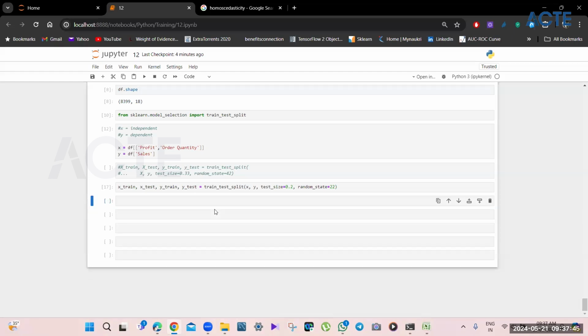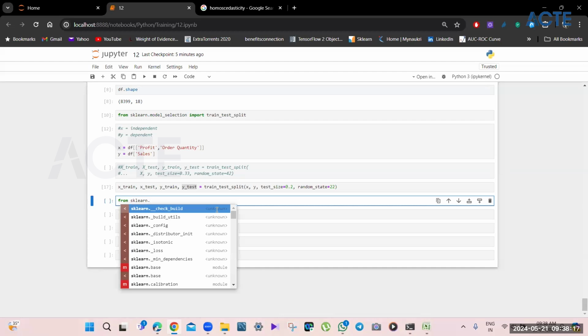That was an important thing that we should consider, because this X train and this Y train will be used to create the model. And then X test and Y test, these two will be used to verify if the model is performing well or not. Let's try that.